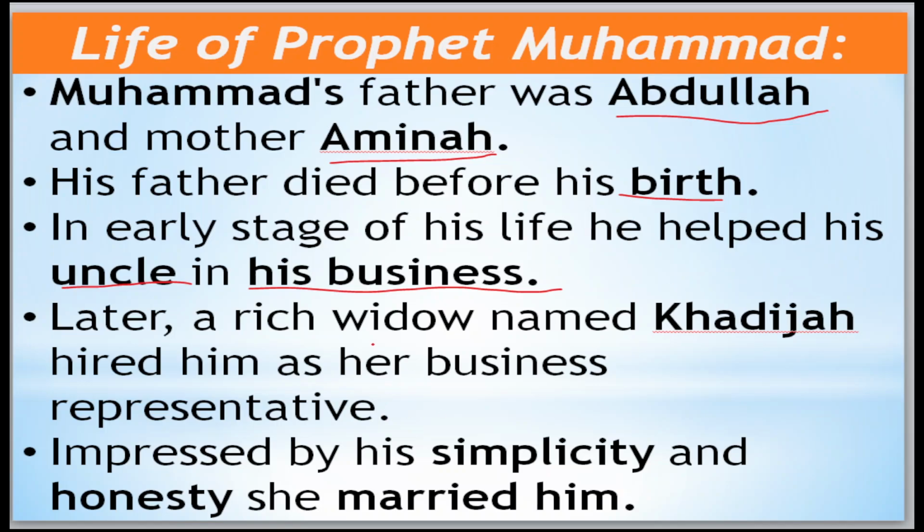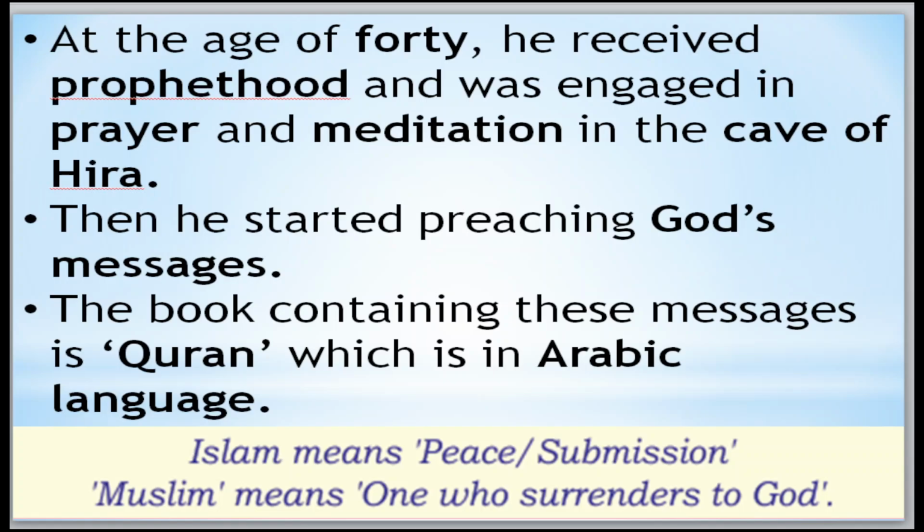Later on, Muhammad was appointed in a widow's home. She is a rich lady, her name is Khadija. After some time, she was impressed by his simplicity and honesty, and she married him. Then they had children also, two boys and four girls.